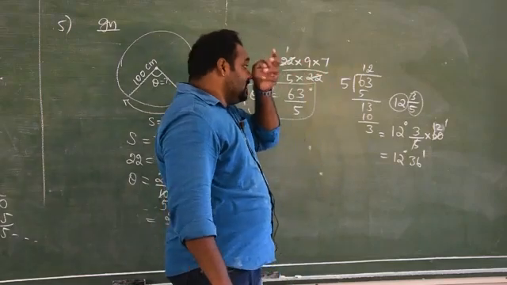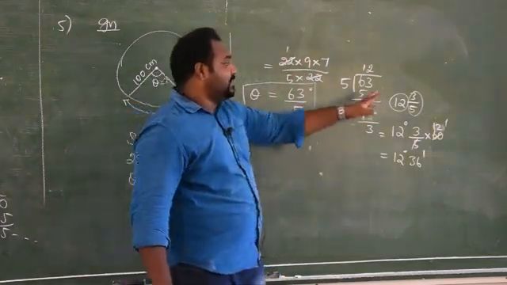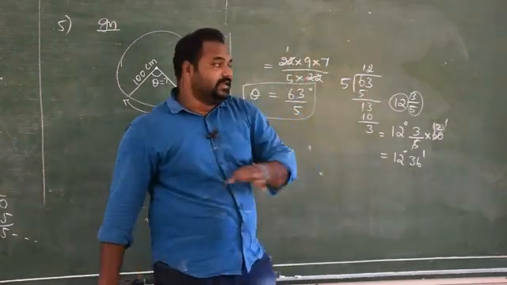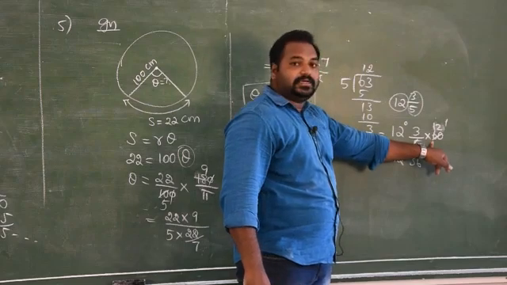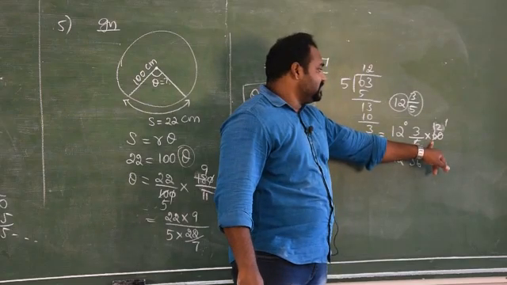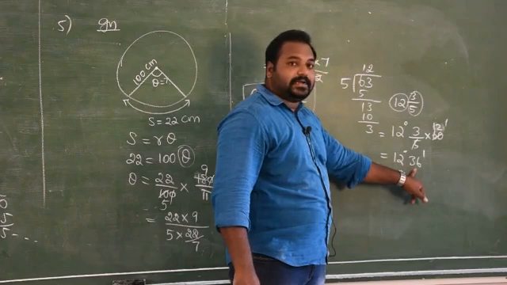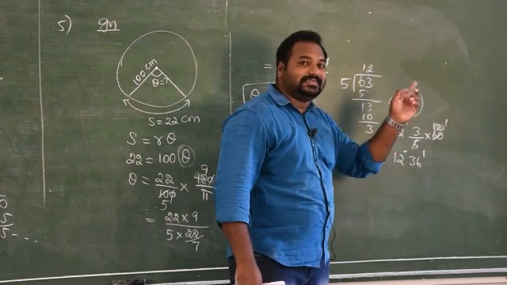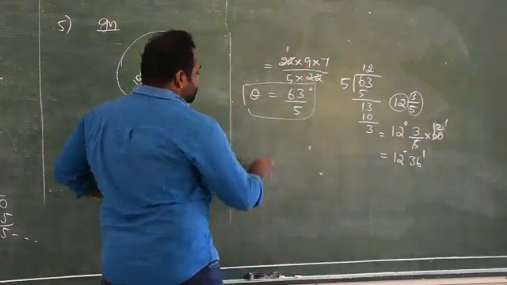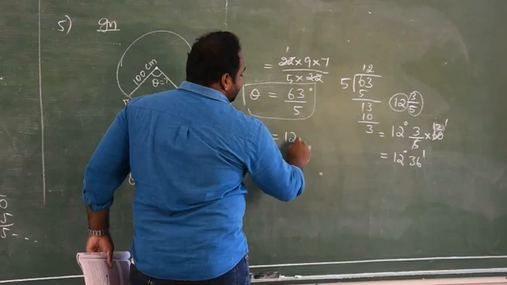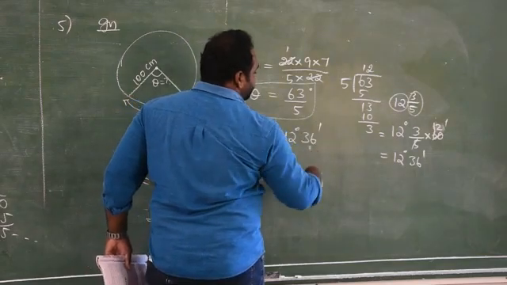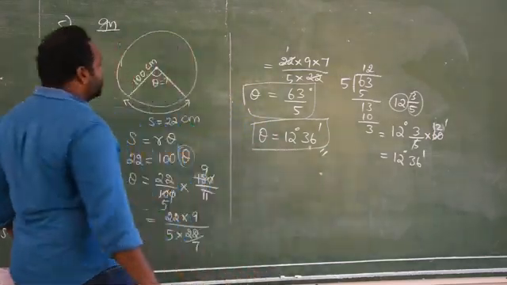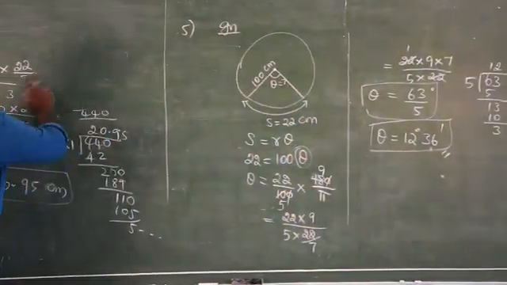So if your degree value is in decimal mode, next minute, next second. The decimal value is supposed to be multiplied with 60, and you will get minutes. Once again, if you get a decimal value, you have to multiply with 60 and you will get seconds. So the degree value can be written as 12 degree 36 minutes. This is the value of theta. So problem number 5 is over.